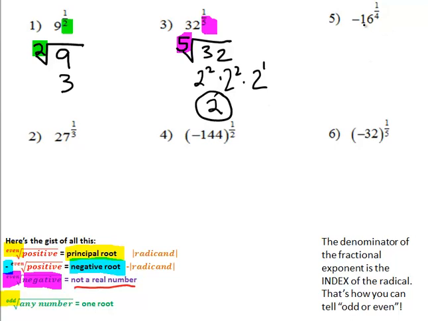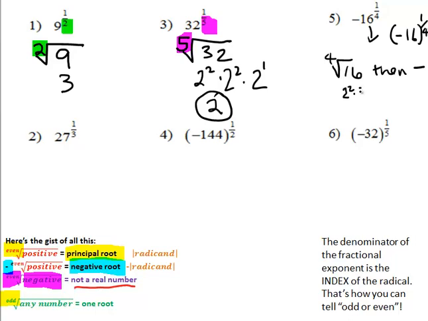Here I have negative 16 to the 1/4. Keep in mind that this is not the same as this. What that says is take the fourth root of negative 16. What this says, and this is where we're going with this, says first take the fourth root of 16 and then make it negative. So again, I'm trying to find the fourth root of 16.